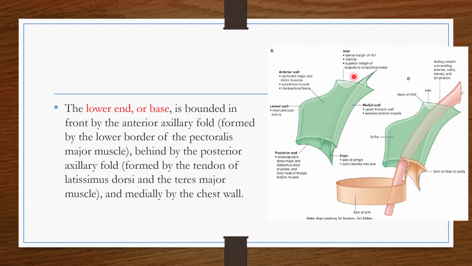So these three walls are forming the lower end or the base of the axilla, because the base of the axilla is bounded anteriorly by the anterior axillary fold, posteriorly by the posterior axillary fold, and medially by the medial wall of the axilla. So we should know how the anterior wall, posterior wall and medial wall are formed.